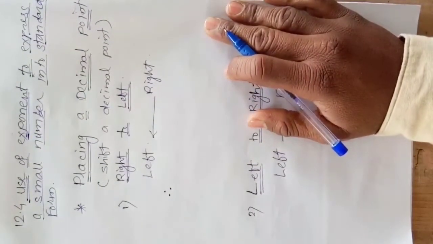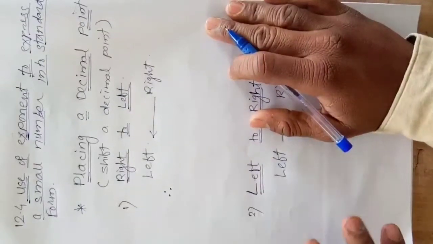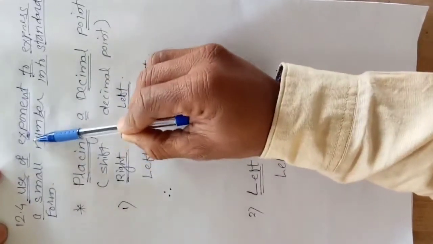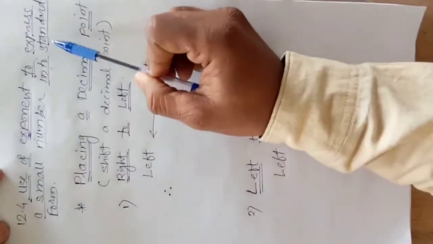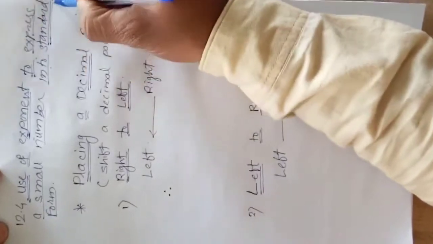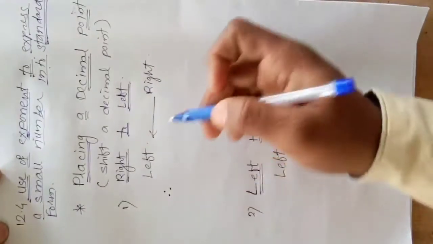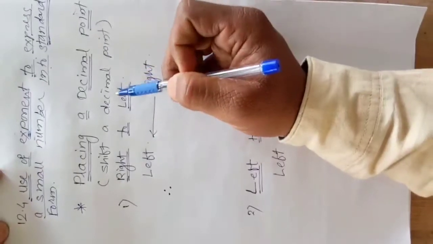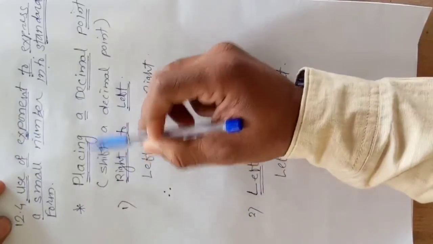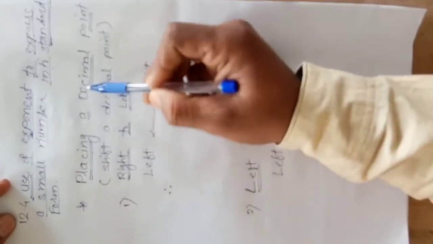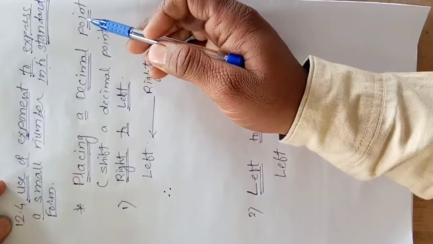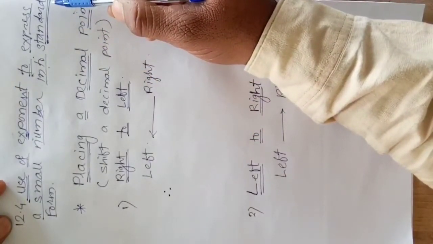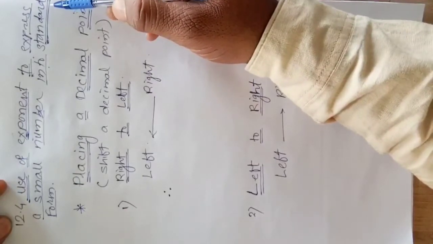Dear students, now our next topic of chapter number 12 is the use of the exponent, to express a small number into a standard form. In this topic, we have to learn placing a decimal point. Placing a decimal point is also used for converting a number into the standard form, that is, the exponent form.